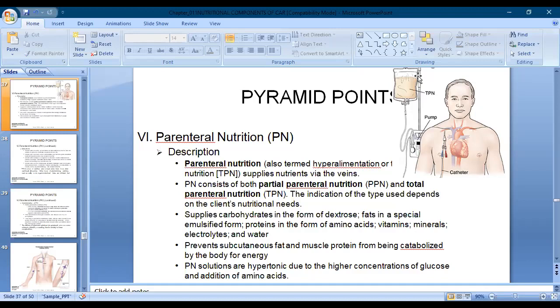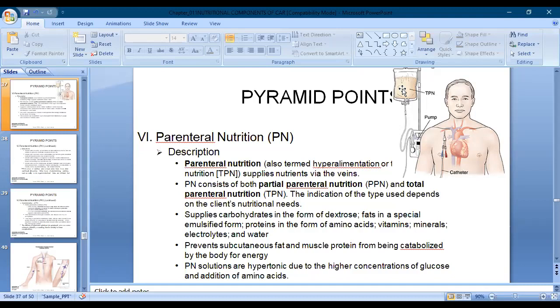Total parenteral nutrition is also important for electrolytes, and we also have to check the electrolyte balance, like sodium, potassium, calcium. So what electrolyte imbalance can total parenteral nutrition cause? Maybe it can cause hyperkalemia, hypermagnesemia, or hyperphosphatemia.